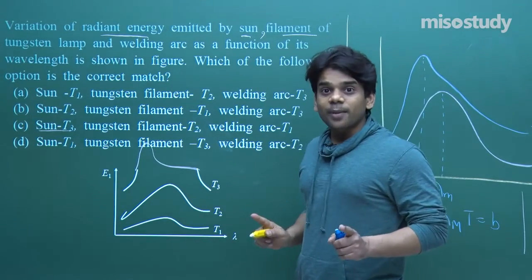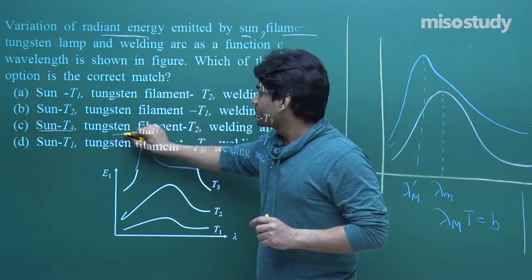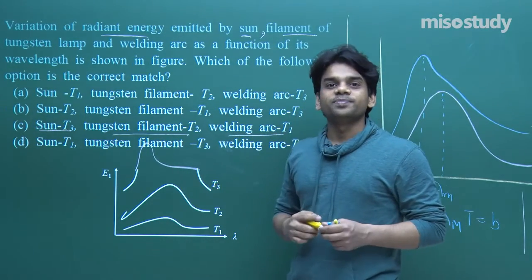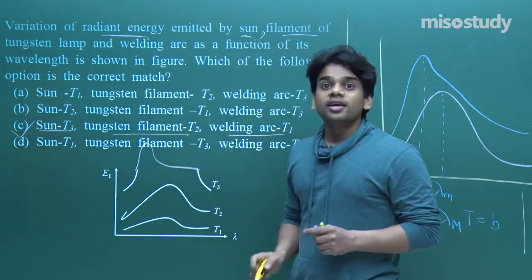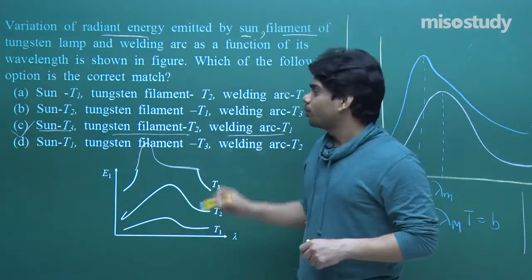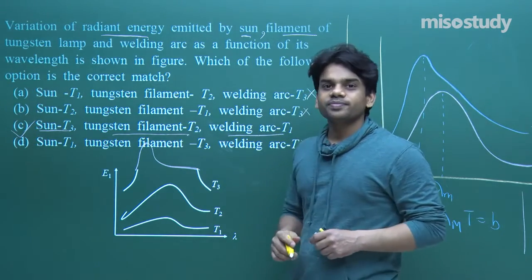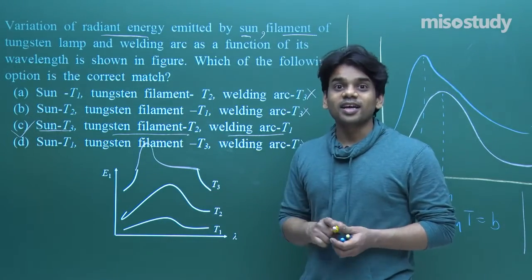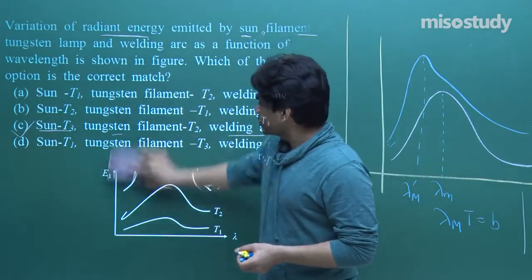For the tungsten filament, although the welding arc temperature is not given, you have to take the tungsten filament temperature to be T2, and the welding arc will be the minimum, that is T1. Hence, you have to choose option C as your right answer. This is how logically you have to approach. The rest of the options are incorrect. So you should know how Wien's displacement curve is utilized in evaluating the answers of such questions.